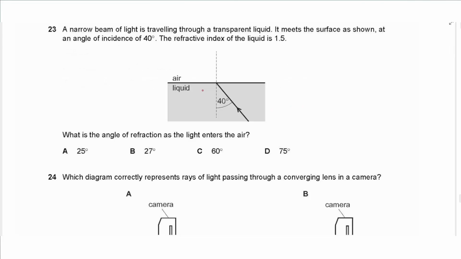Question 23 says a narrow beam of light is traveling through a transparent liquid. It meets the surface as shown at an angle of incidence of 40 degrees. The refractive index of the liquid is 1.5. What is the angle of refraction as the light enters the air?